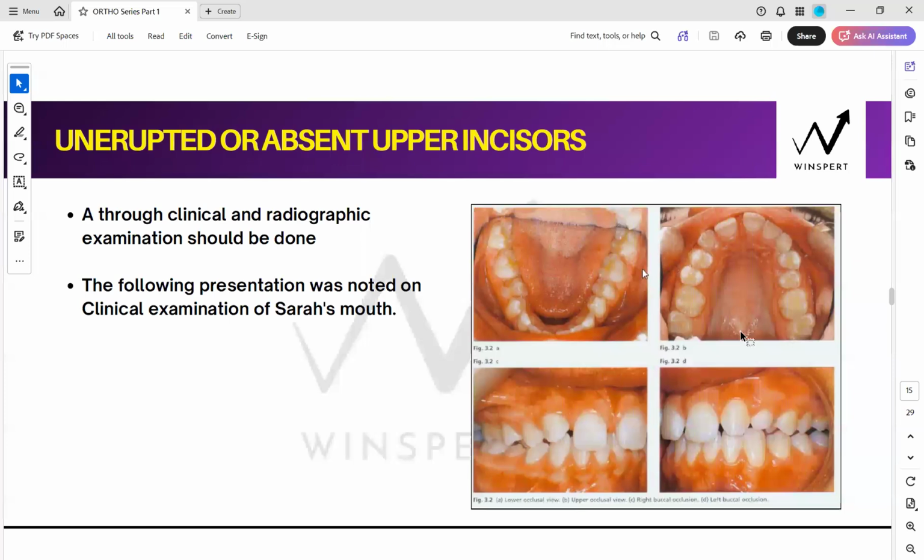Now, you will do a thorough clinical and radiographic examination to make your final diagnosis. Do we all agree with that? That we need to be making a clinical and radiographic examination.